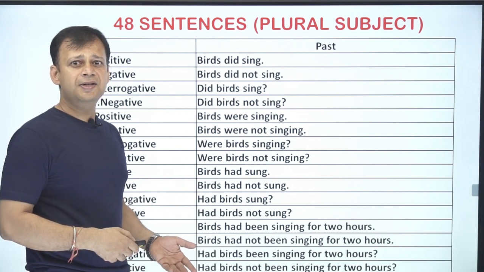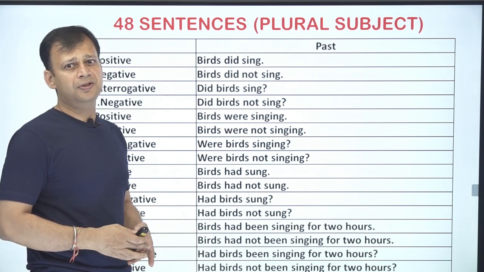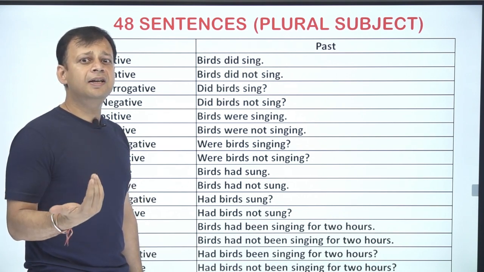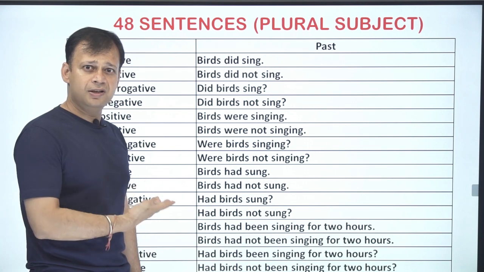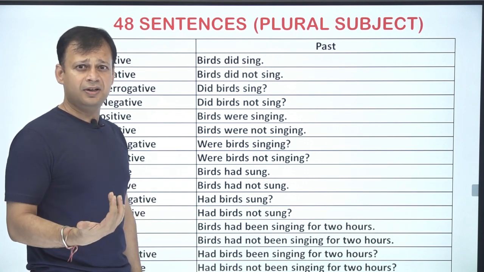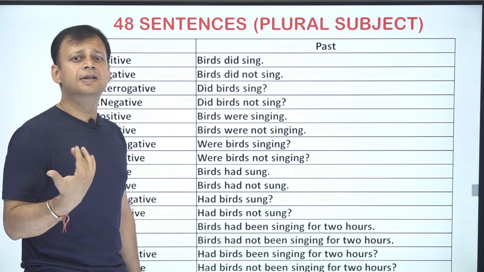Then in case of past, birds did sing, birds did not sing. Did birds sing? Did birds not sing? Birds were singing, birds were not singing. Were birds singing? Were birds not singing? Birds had sung, birds had not sung. Had birds sung? Had birds not sung?